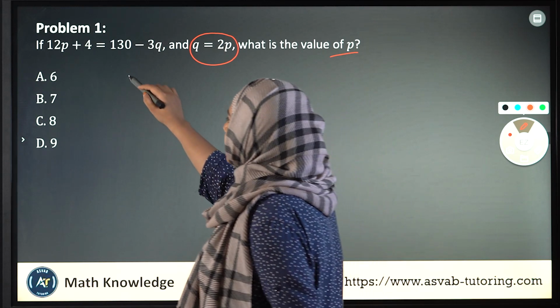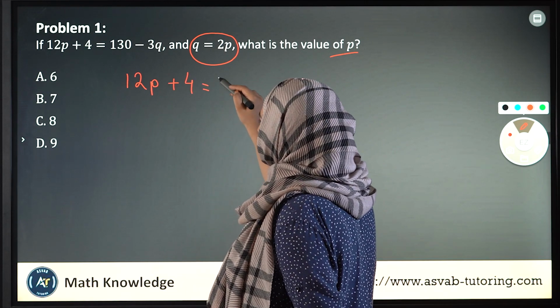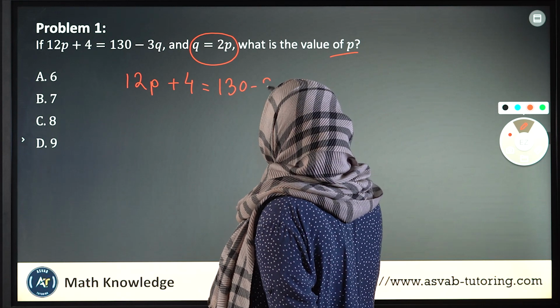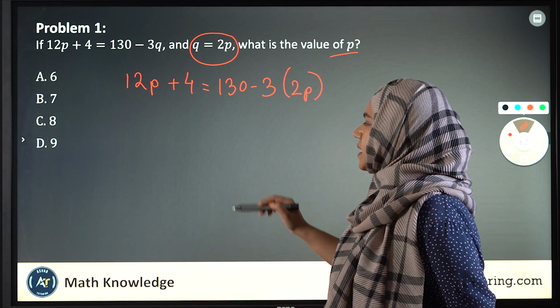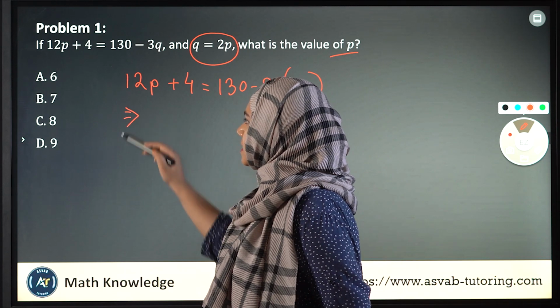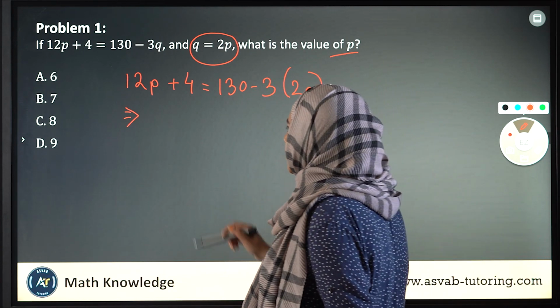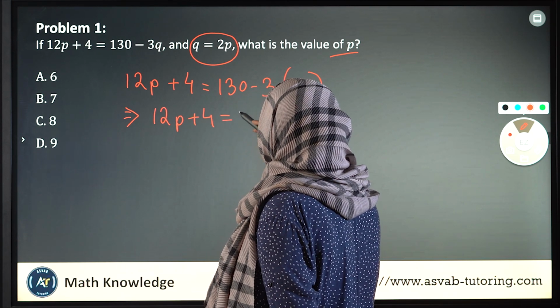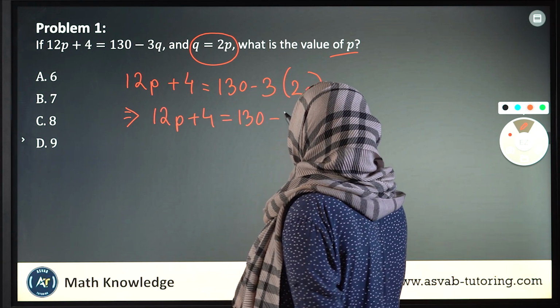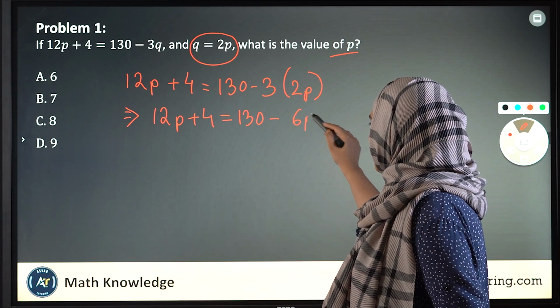How do we do that? The given equation is 12p plus 4 equals 130 minus 3q, right? So in the case of q, we are going to write 2p, just like this. And then we are just going to use basic algebra to figure out the value for p. So let's continue. So it's going to be 12p plus 4 equals 130 minus, let's break the parentheses here. It's 3 times 2, which is 6p.